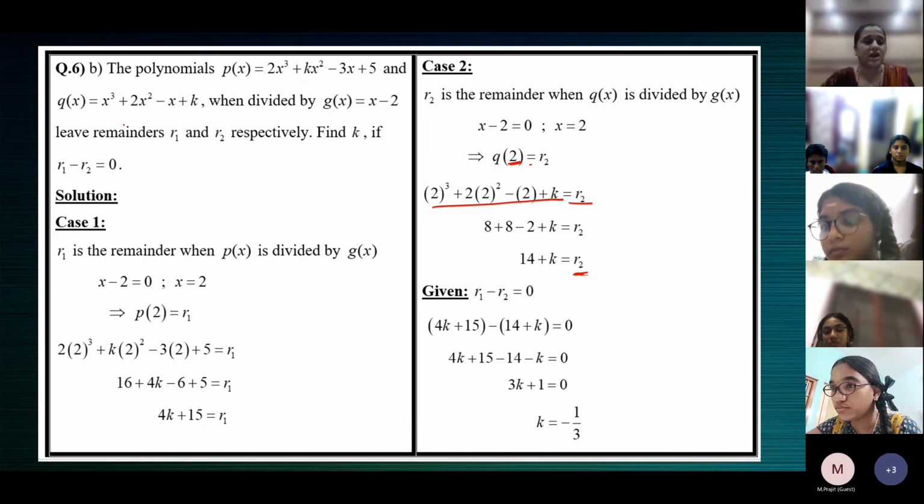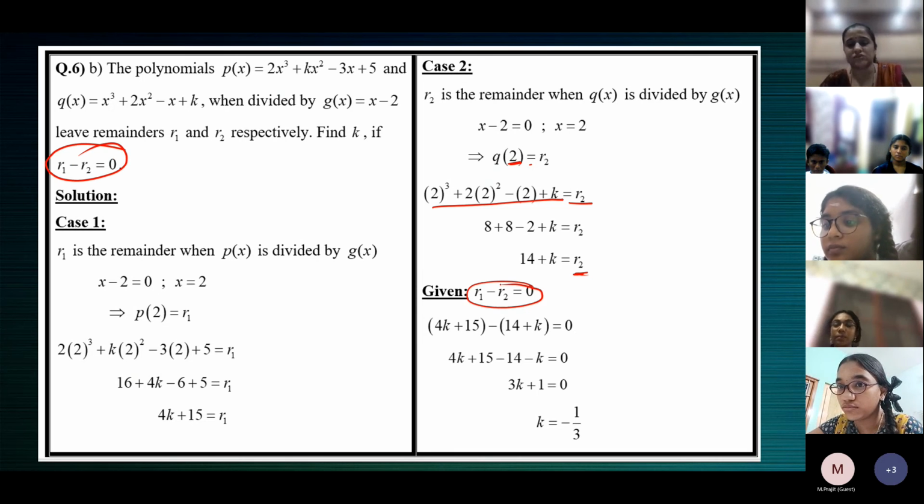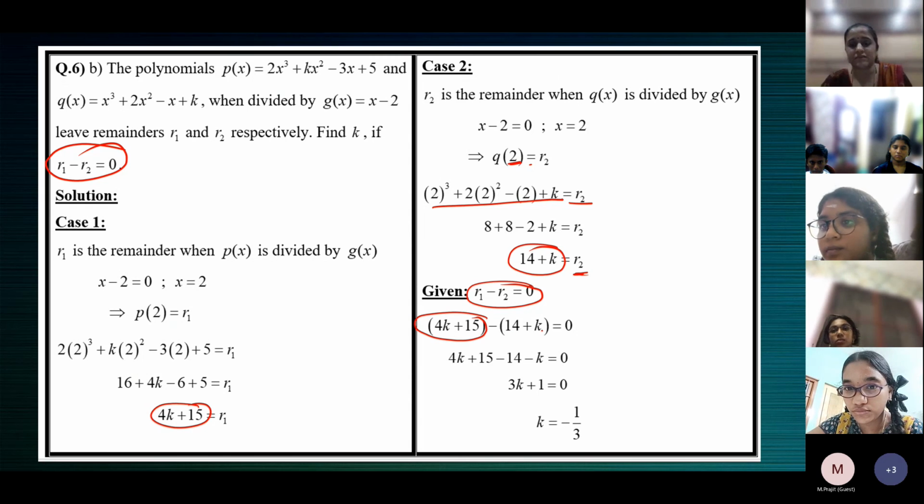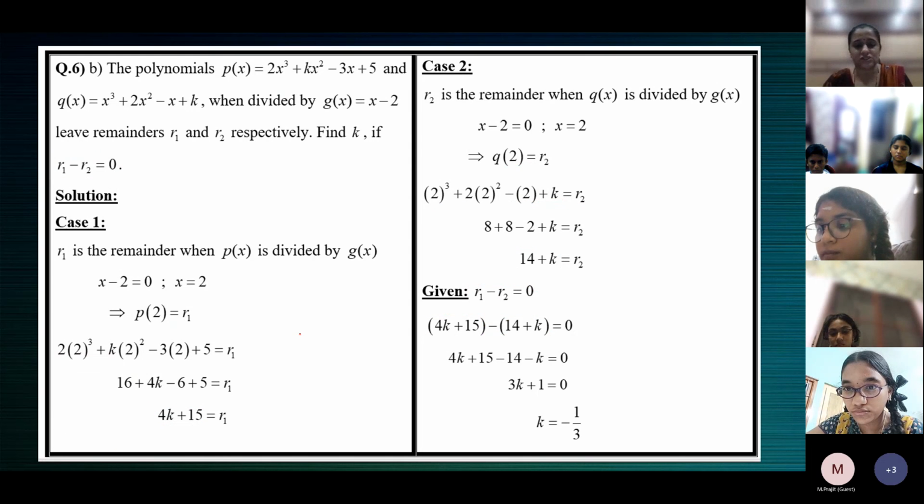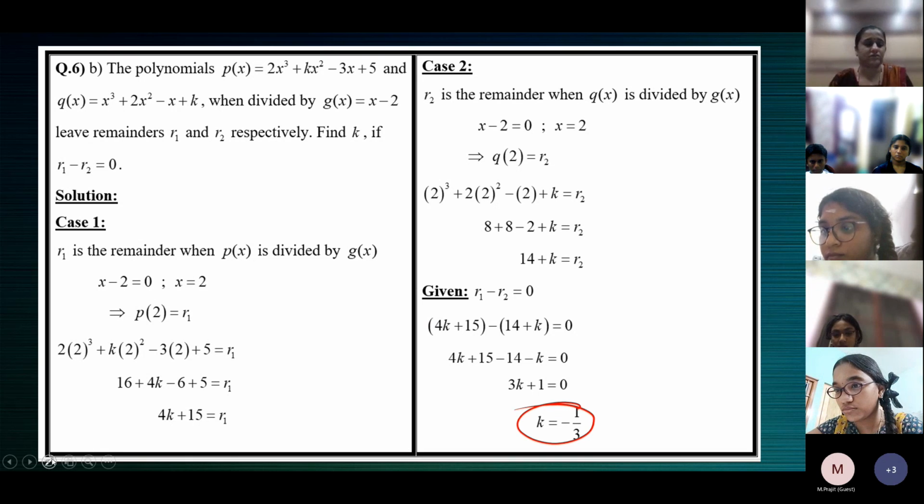Now use the given condition. R1 minus R2 is equal to 0. Write the condition. Now substitute for R1. R1 is 4k plus 15. And what is R2? Here, 14 plus k. Since it's minus, put them in a bracket because the signs will change. This is R1 in bracket, R2 in bracket, minus in the middle. So it will become minus 14 minus k is equal to 0. Solve and find the value of k. That's the question. Find k. The value of k is minus 1 by 3.